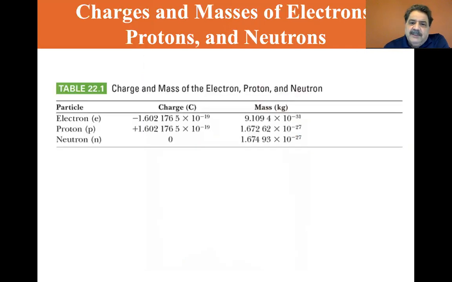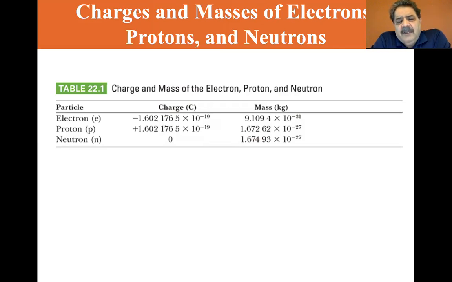Now let's look at some of these. This is a table that you don't necessarily have to memorize, but you want to be able to access it quickly: the charge and mass of the electron, proton, and neutron. An electron is 1.6 times 10 to the minus 19 coulombs. A proton is 1.6 times 10 to the minus 19 coulombs. A neutron has no charge.